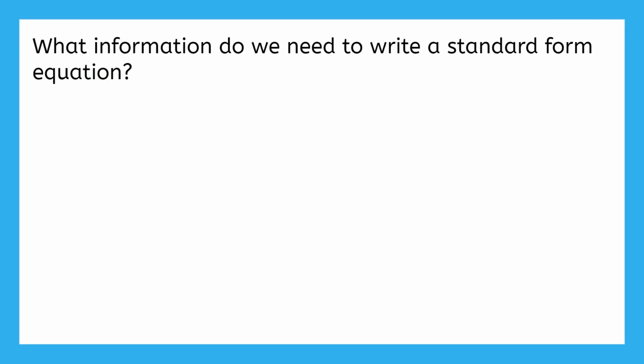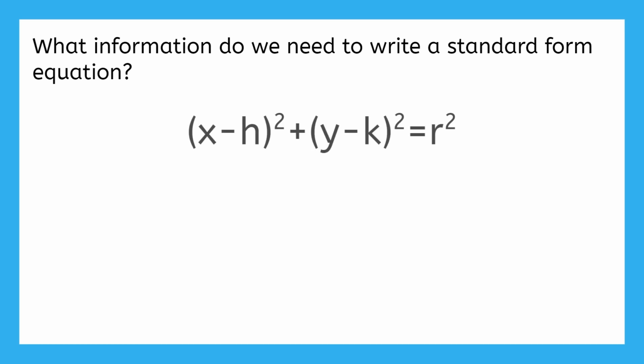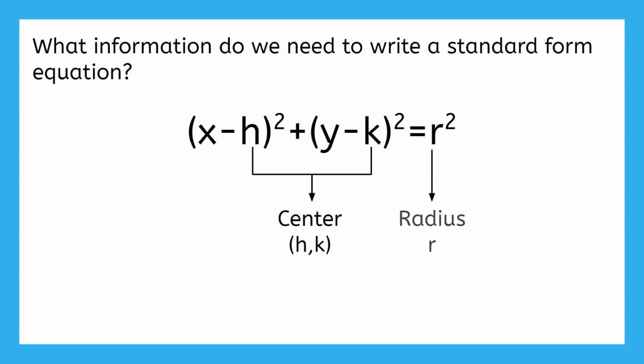In order to write the equation of a circle, let's review what information we're going to need to be able to do that. Here is our standard form circle equation. Since x and y will always just stay as x and y in any specific equation, to write the equation of a circle, we only need the values of h, k, and r. Do you remember where we can get these variables from? We can get h and k from the coordinates of the center of the circle and r from the radius. Let's see what this looks like in a couple of examples.